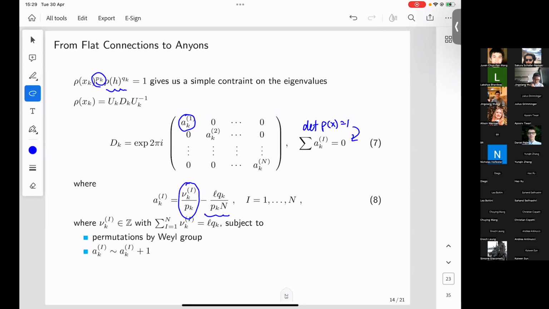And each mu here is just an integer. So that means this rho of H is actually not... the possible choice of eigenvalues is not continuous. It's just a discrete subset.